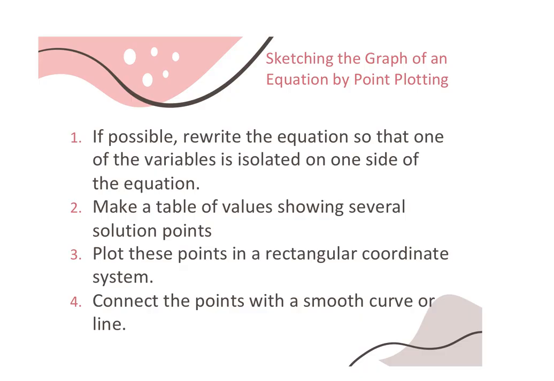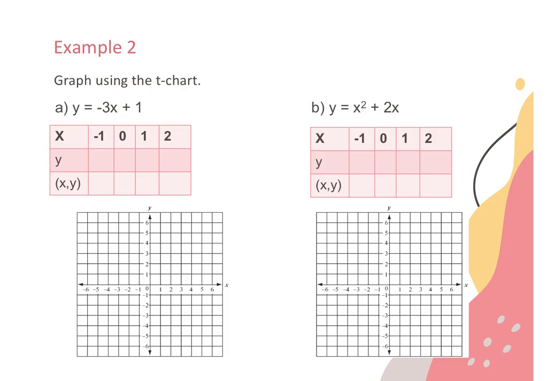So we're going to rewrite the equation so that one of the variables is isolated. Usually it is the y that is isolated, but sometimes when we get to parabolas that are turned sideways, okay, we isolate the x. Make the table of values, plot the points in rectangular coordinates, and then connect the points with a smooth curve or line.